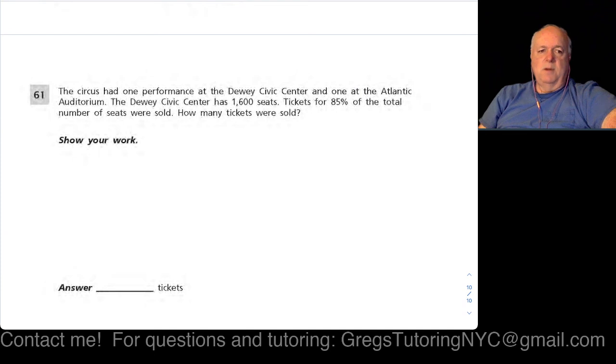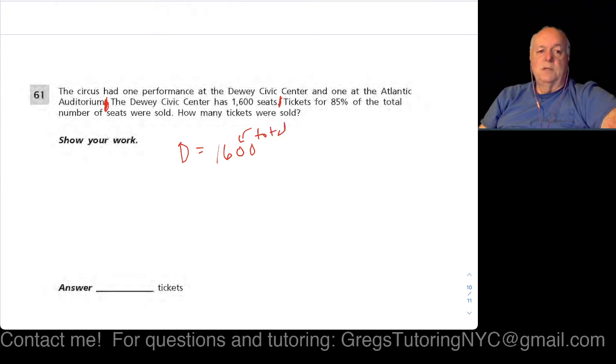The circus had 1 performance at the Dewey Civic Center and 1 at the Atlantic Auditorium. Awesome, the circus is in town. The Dewey Civic Center, so Dewey has 1,600 seats. So we're up to here. Tickets for 85% of the total number of seats. This is the total, right? It says it has that many. So 85% were sold. How many were sold?